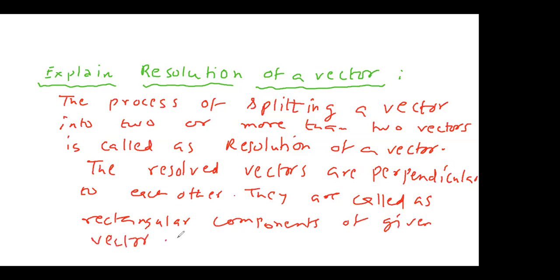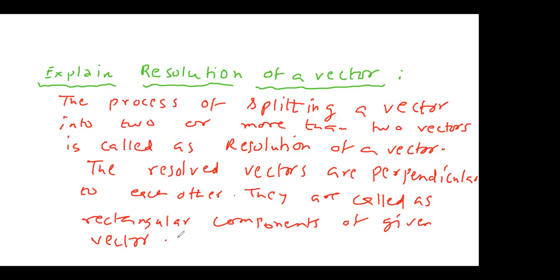So I told resolution. Resolution is actually separating. The process of splitting a vector into two or more than two vectors is called as resolution of vector. See, we have only two resolved vectors, even though it can be resolved further. But for our syllabus, we have only two. The resolved vectors are perpendicular to each other. They are called as rectangular components of given vector.